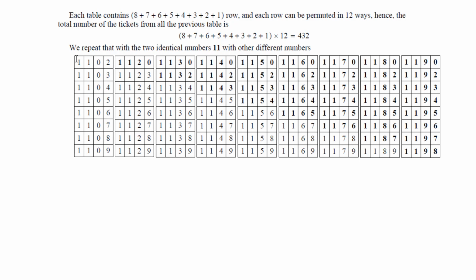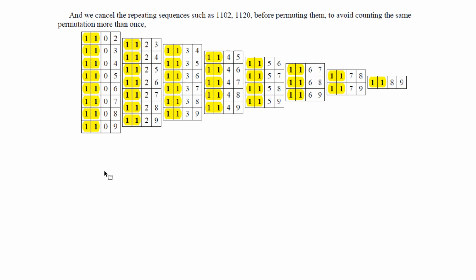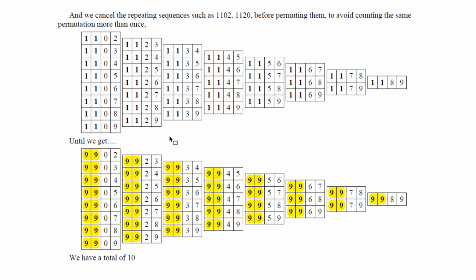We can do the same thing. We can repeat the same process for the 2 identical items 1, 1, and we can eliminate all these combinations which are similar to other combinations here, and we are going to end up as we did before with these tickets, and we keep doing that until we arrive at 9, 9. So we have a total number of identical repetitions from 0, 0 to 1, 1 to 2, 2 until 9, 9. We have a total of 10 groups of tables.